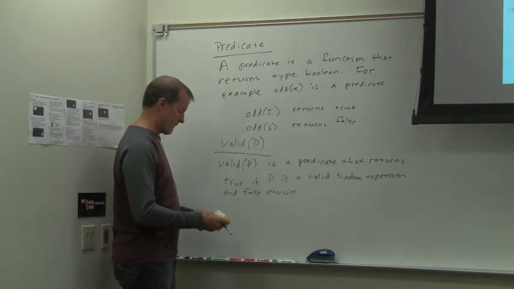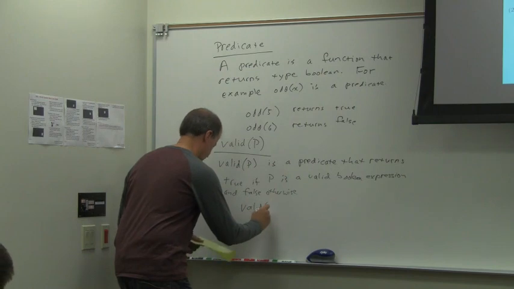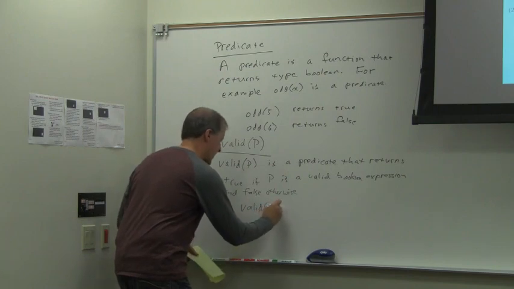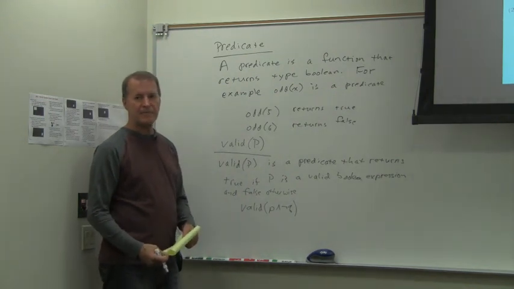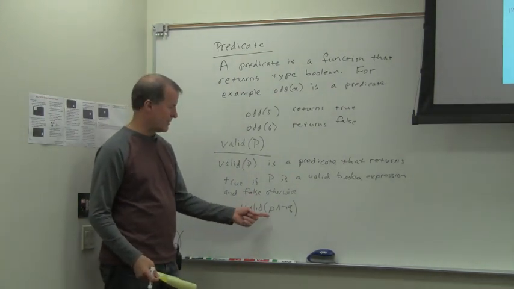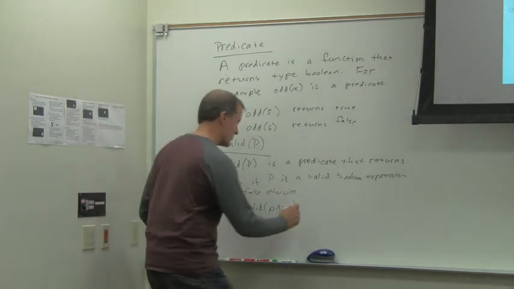What do you suppose valid of P and not Q returns? False. That returns false because we saw with the example that P and not Q is not valid, right? So this returns false.